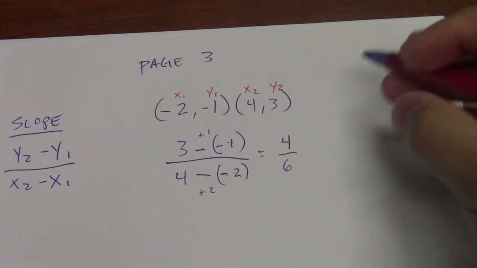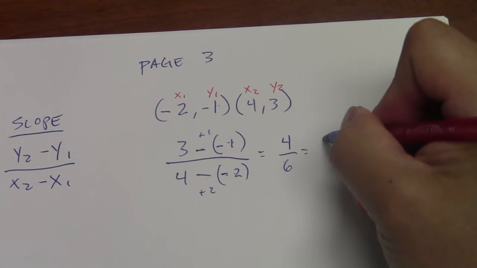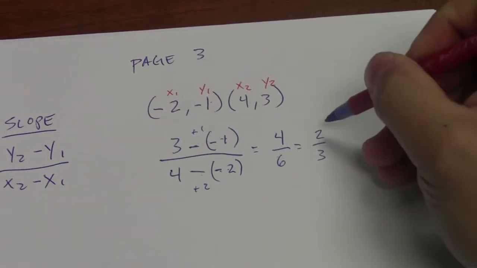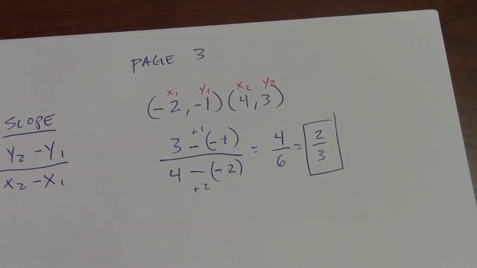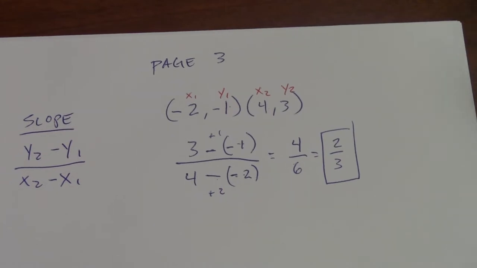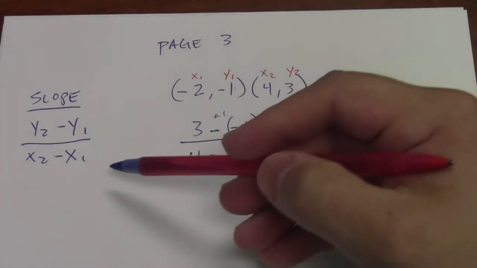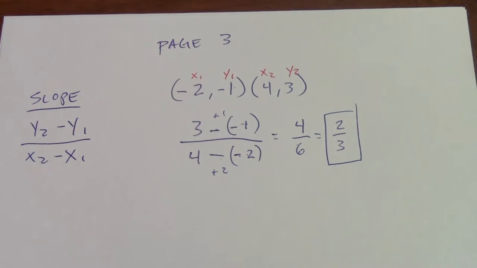But I can reduce this down, so make sure we do that. And I'm left with 2/3. And that's the slope of the line. So if you're finding slope, just make sure you follow this equation.